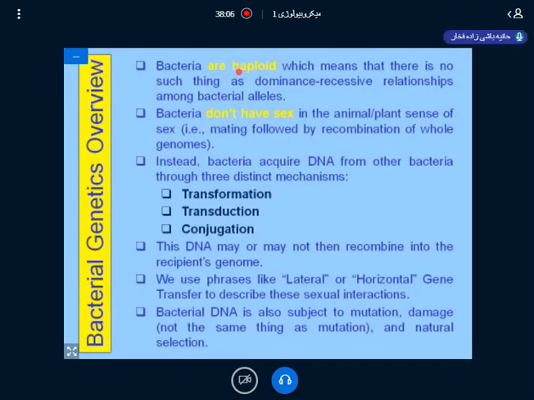And bacteria are haploid. I told you, bacteria are haploid. Eukaryotes are diploid. Bacteria don't have sex like animal or human or plant. They have something like sex. And bacteria acquire DNA from other bacteria. They don't have sex, but how do they acquire DNA from another bacteria? With transformation, transduction, and conjugation.